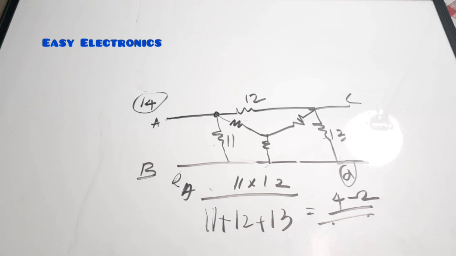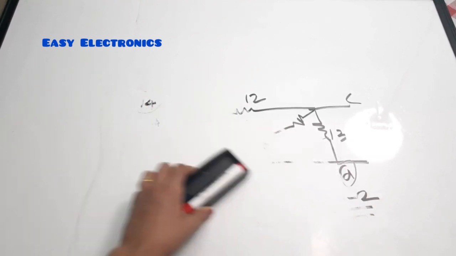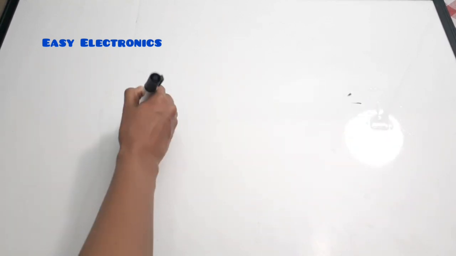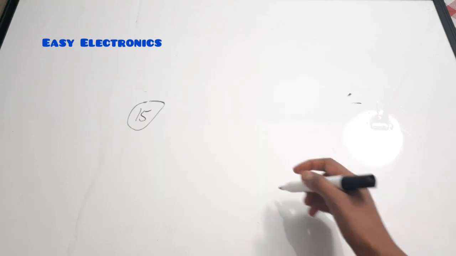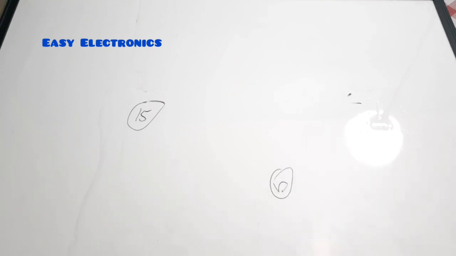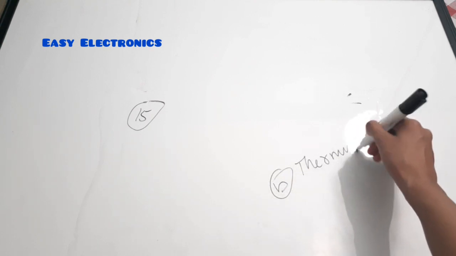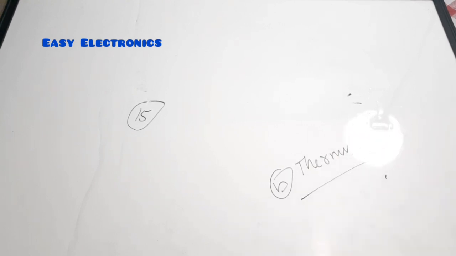Now the last question is question number 15. You can see the question on the board. 15th question: which of the following is not an example of a linear element? Very simple question. A. Resistor, B. Thermistor, C. Inductor, D. Capacitor. The correct answer is thermistor. Other elements are very basic elements. They have a linear relationship, or they are linear elements of network analysis. But thermistor is not a linear element. So the answer is thermistor. The correct answer is option B, thermistor.